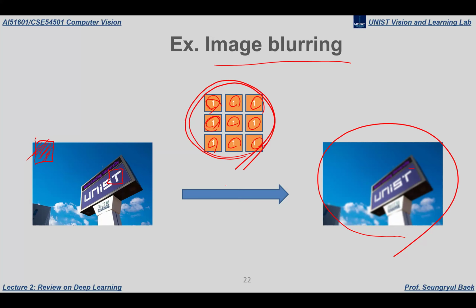So this is how we do image blurring in Photoshop. This type of filter is called a blur filter. And if you want to apply some sharpening, then you can apply different types of filter kernels. How you arrange these filter kernels determines how your output images will be transformed from your input images. Are you guys understanding that?